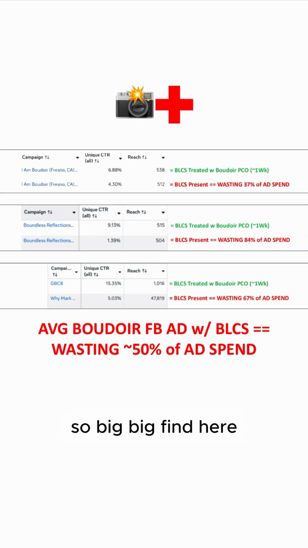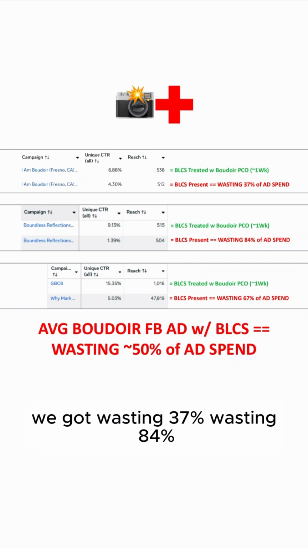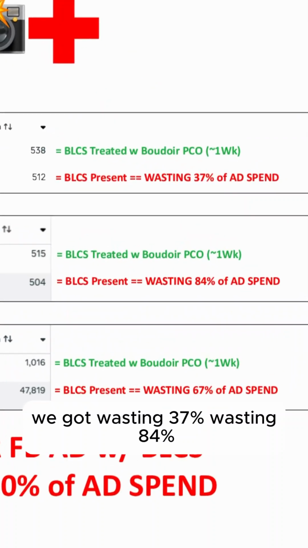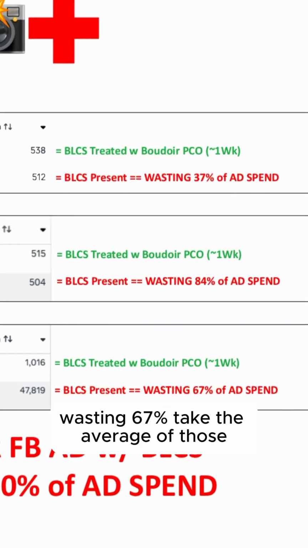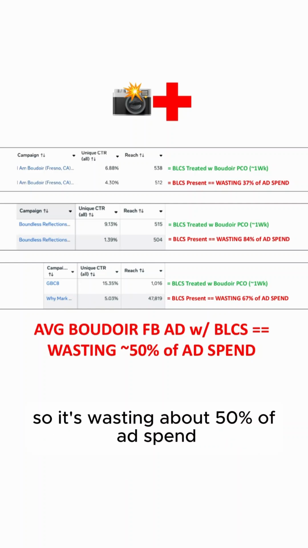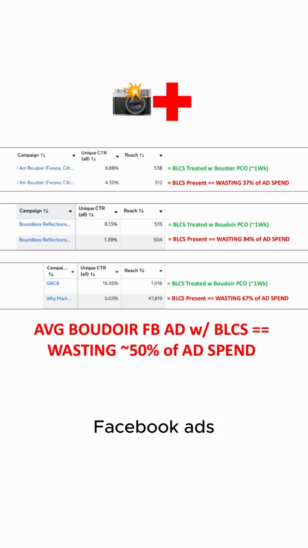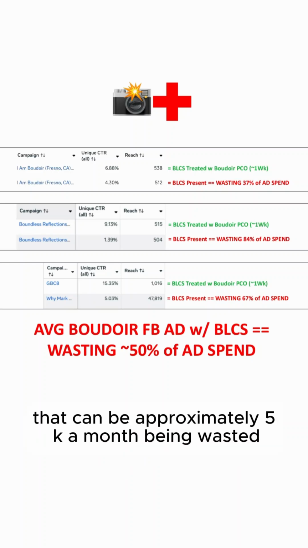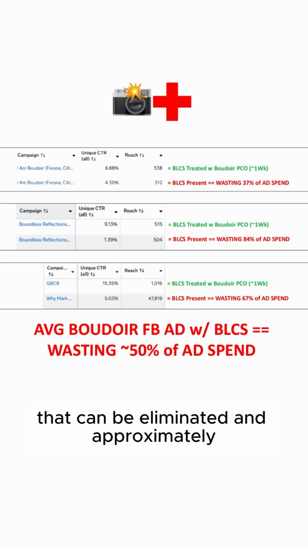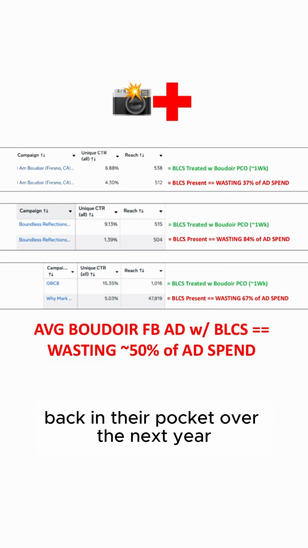So big find here. The average Boudoir Facebook ad with BLCS is wasting about 50% of its ad spend. So, I mean, look at the numbers here. We got wasting 37%, wasting 84%, wasting 67%. Take the average of those, it's probably somewhere 50 to 60%. So they're spending more than 10 grand a month on Boudoir Facebook ads. Literally 5K every single month being wasted. That can be eliminated. And approximately that'd be like 60K back in their pocket over the next year.